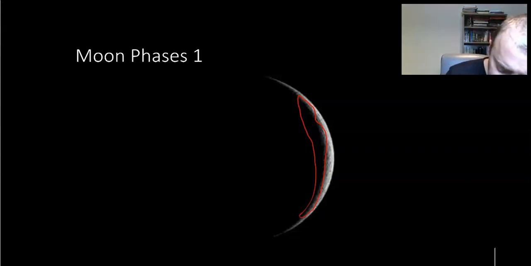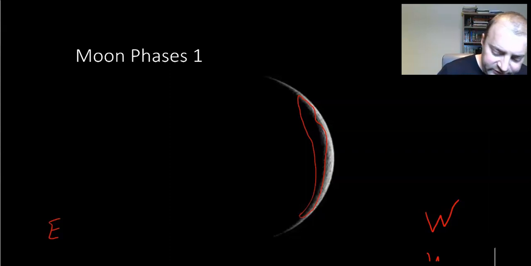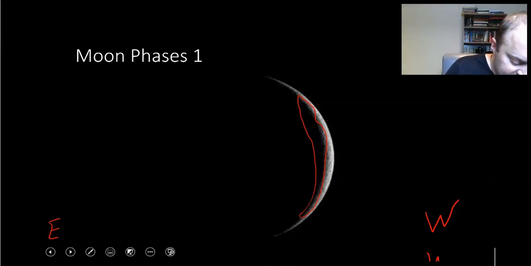Now, what this means is that this direction over here would be west, and this direction over here would be east. So basically, the western side of the moon is lighted up right here. That's something you might not have picked up, but it is worth noting. All right, so we'll go on to the next page now.